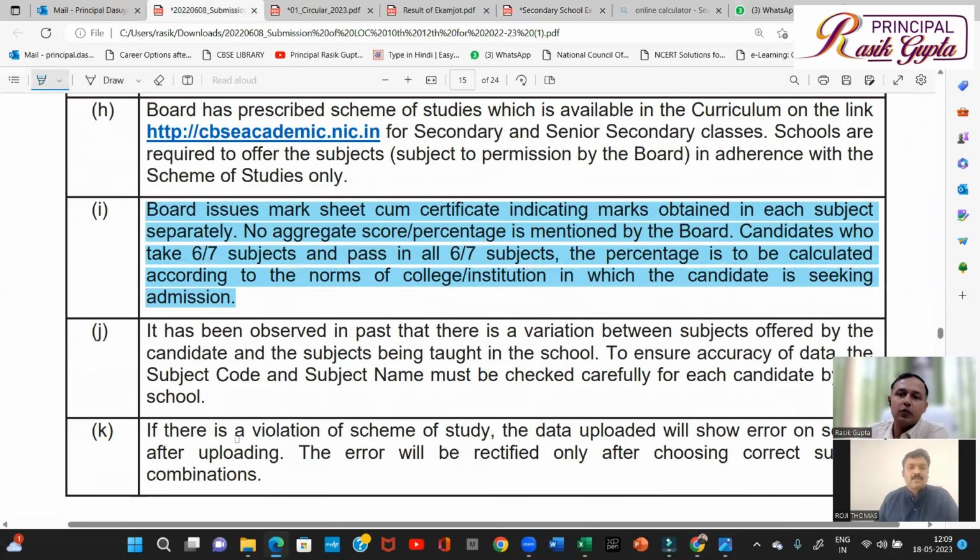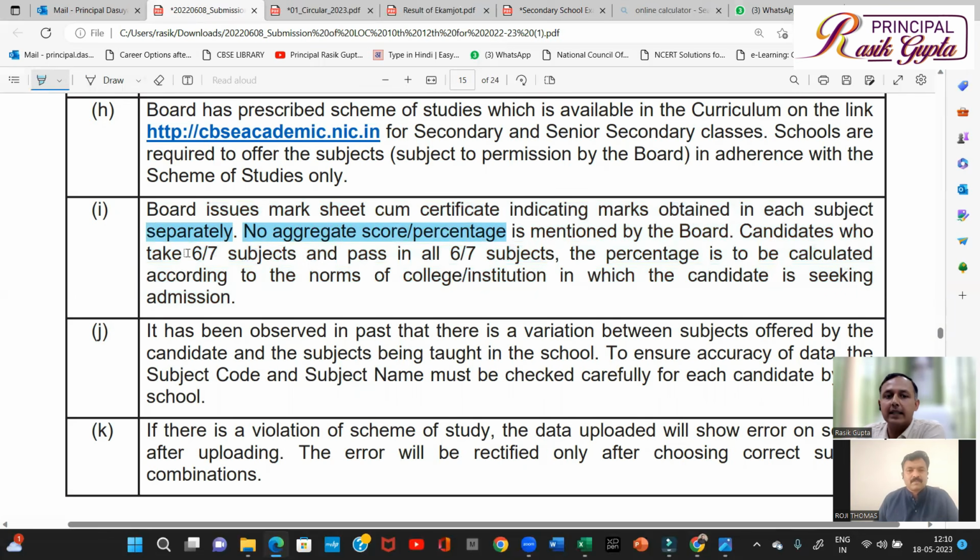Yes, this is what the board says about calculation of percentage. I had already highlighted it. I'll just reread this point so that it becomes clear to everybody. The board issues a mark sheet cum certificate indicating marks obtained in each subject separately. Means they want to say we don't do any total of the marks. We don't show any percentage in the DMC purposefully. No aggregate score or percentage is mentioned by the board.